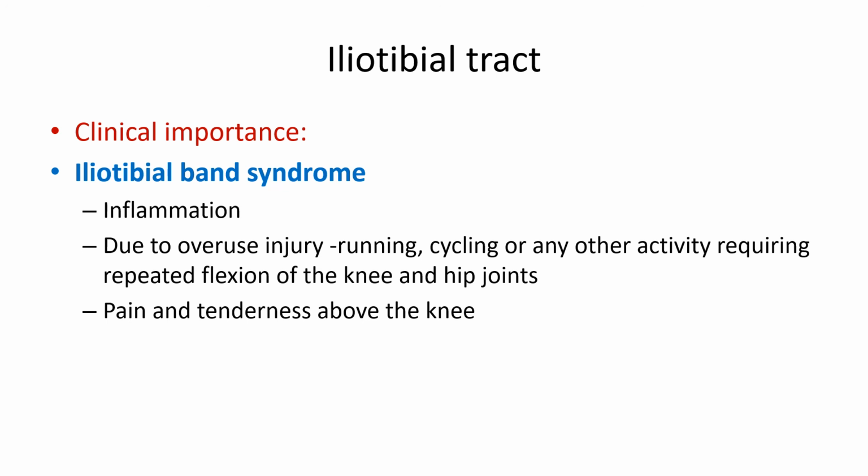So the iliotibial tract is a thickening of deep fascia of thigh, that is fascia lata, along the lateral aspect of the thigh. It extends from ilium to the tibia and it gives insertion to the two muscles, the gluteus maximus and the tensor fascia lata, and it facilitates standing erect. Extended position of the hip and knee is facilitated by the iliotibial tract.